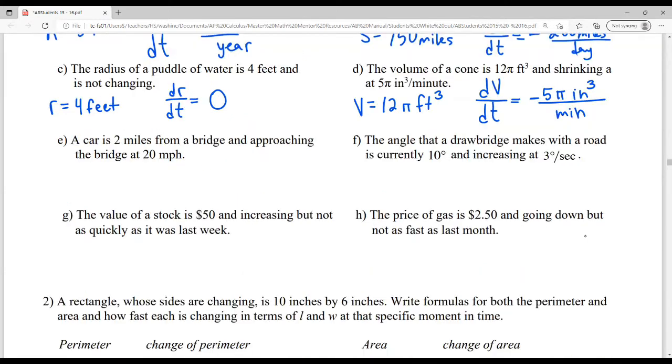E, a car is 2 miles from a bridge and approaching the bridge at 20 miles per hour. You try that one. I'll give you a second, and then we will fill it in.